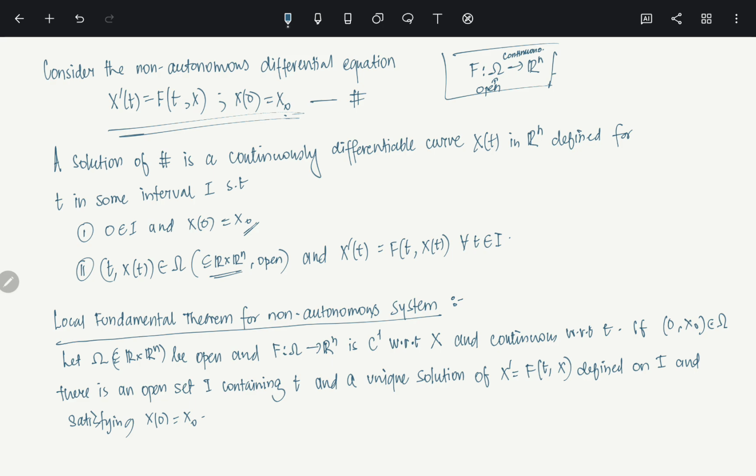Without going into all these details, f is a function of t and x. With respect to t, it has to be continuous. With respect to x, it has to be at least C1. If that happens, then you will have a unique solution in a neighborhood of 0. That's what it is saying, if I'm not being very precise about it. So you have to remember this particular thing. Clear? Okay.